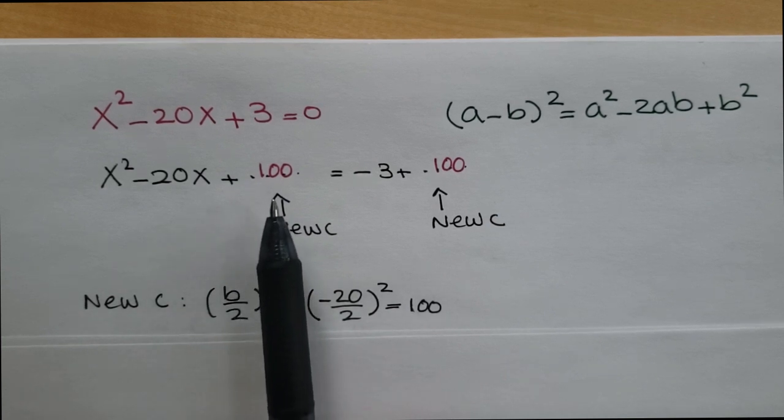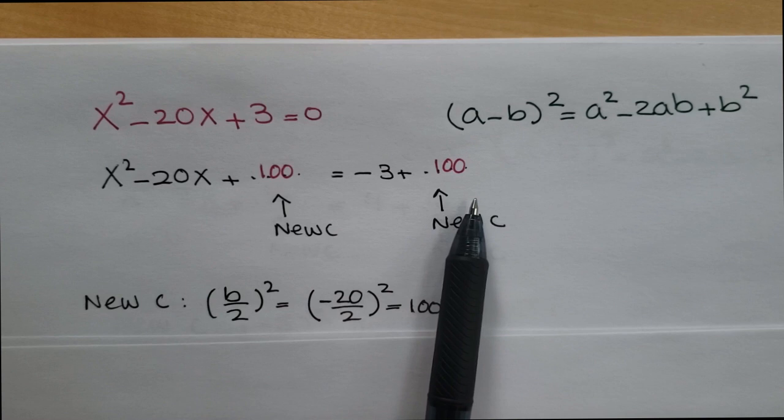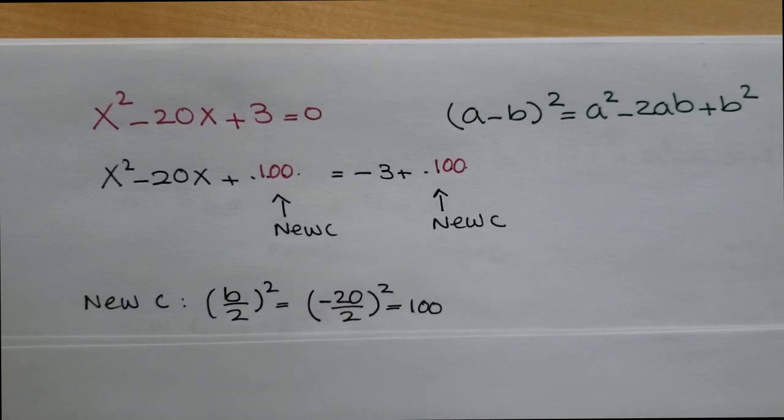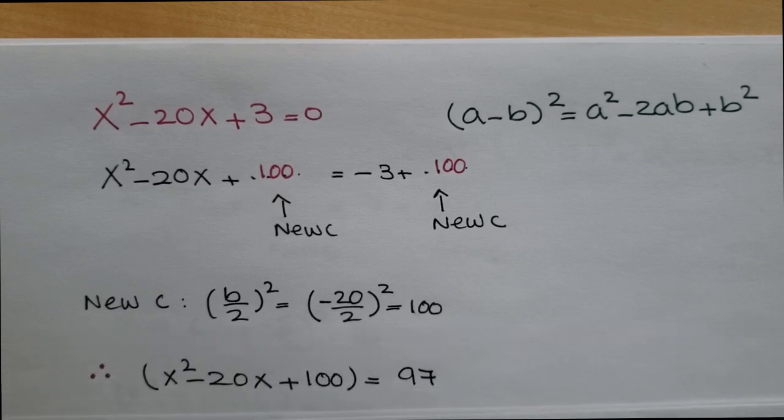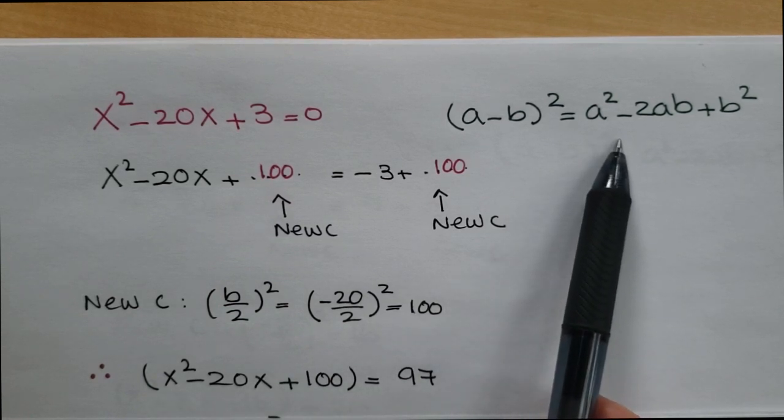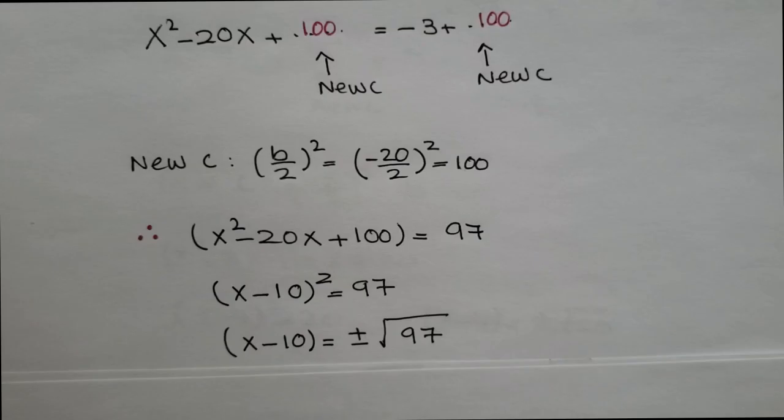Then we go back, we substitute 100 on this side and this side, because again, in math, whatever you do to one side of the equation, you should do to the other side as well. So here, in the next step, I simplify both sides. So x squared minus 20x plus 100 would be equal to 97. And this side can be rewritten as a perfect square according to this formula. So here I would have x minus 10 to the power 2 equals 97.